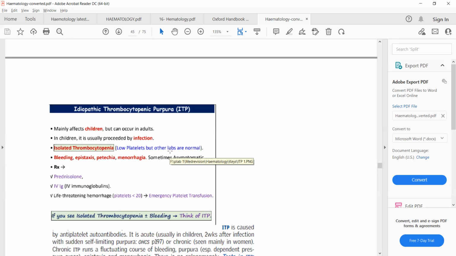So what will happen if there are low platelets? There will be skin and mucosal bleeding, such as skin bleeding, which will manifest as purpura or bruises, and mucosal bleeding, which will present as epistaxis, menorrhagia or hematuria as well.